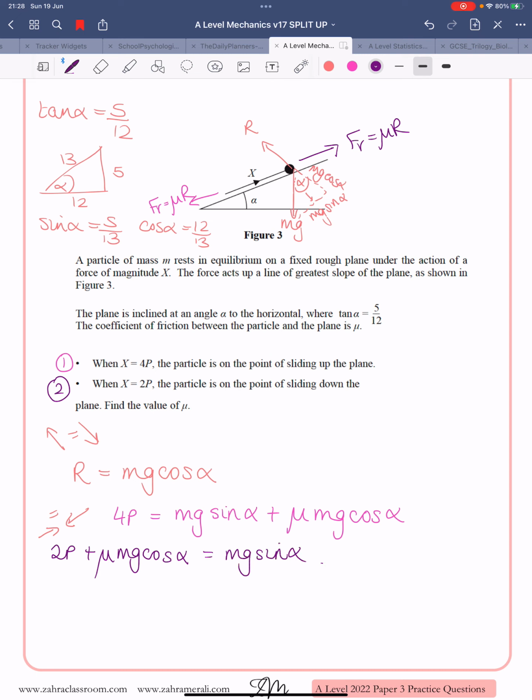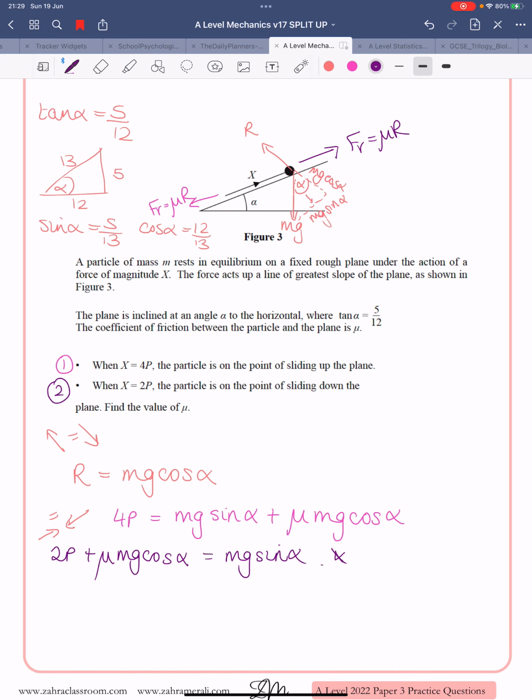Okay. So if we have a look at that, we can now see what we can substitute. We could just multiply this one by 2. So when we do that, we get 4p, and I'm going to move this onto that side, mg sin alpha minus mu mg cos alpha. These have both been multiplied by 2. We multiply the whole expression by 2.